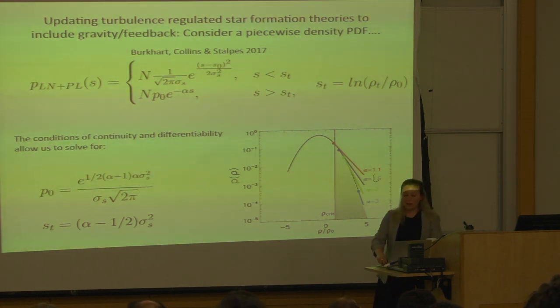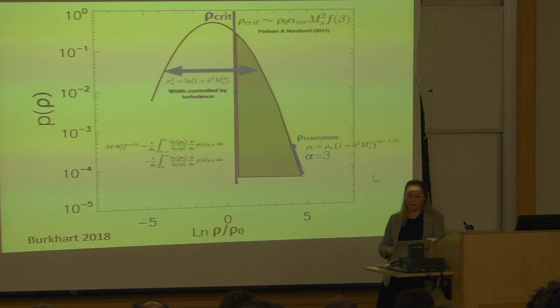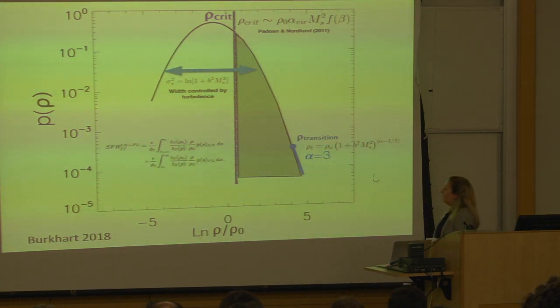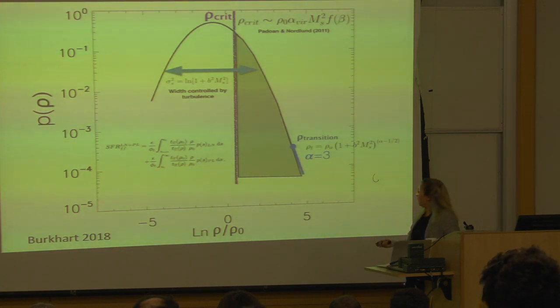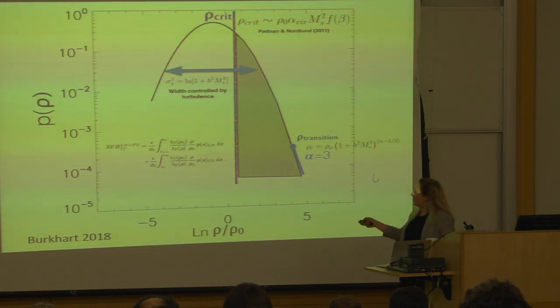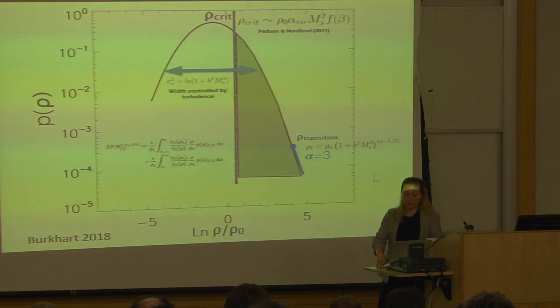OK, so how does it update this picture we have? Now we have this piecewise function. Well, we can still say we understand how that width is controlled, right? It's governed by how strong the density fluctuations set by supersonic turbulence are. And now, once we're past this critical density, we know that gravity starts to collapse things, right? So the highest density things collapse fastest. That's governed by their free fall time. And so we start forming this power law out to high densities first.